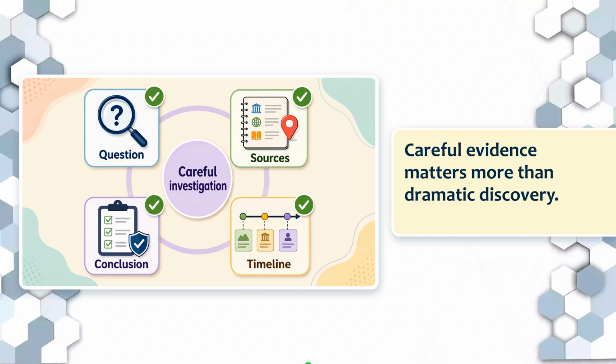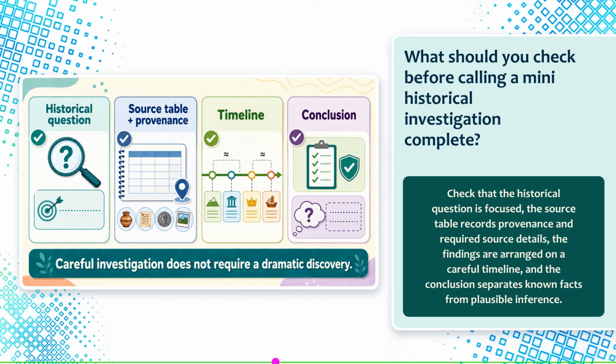That leaves us with one final standard for good work. Careful evidence matters more than dramatic discovery. A small, well-supported investigation is a successful historical project. Use all 4 checklist cards for the final review. What should you check before calling a mini-historical investigation complete? The 4 cards provide the complete answer.